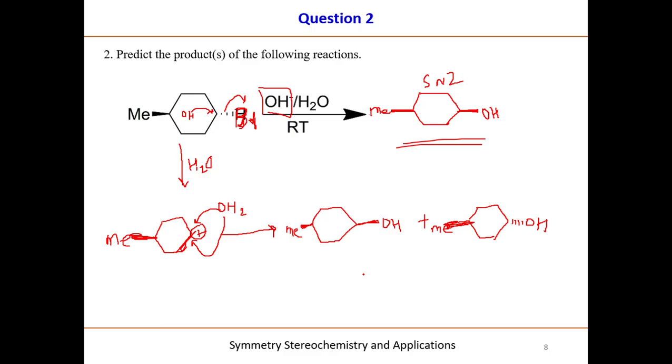So with the first reagent, a strong nucleophile, we will get only one product, that is with inversion of stereochemistry. And in case of the SN1 pathway, H2O is used. In the presence of H2O, it will follow the SN1 pathway and it will give a racemic product. So these are the product possibilities for this reaction.